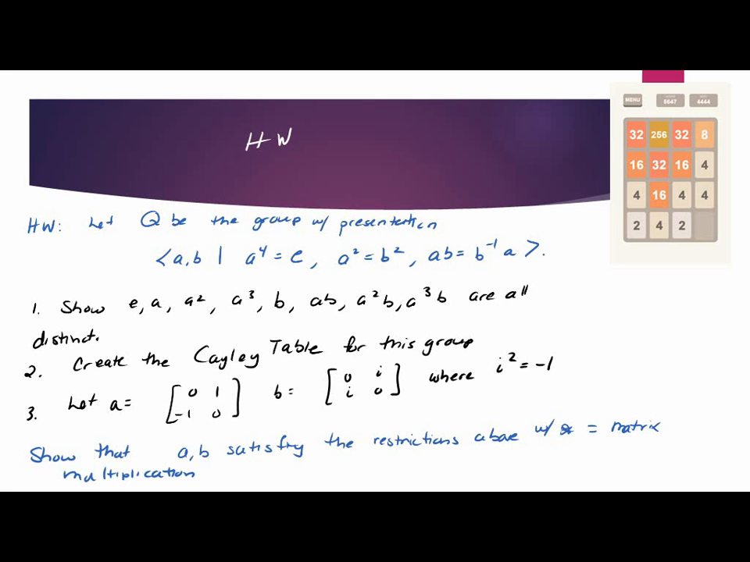But you can also look at this group with a matrix representation. So if you let little a be that matrix over there, and little b be this matrix over here, where I is the complex number I, then you can show that A and B satisfy all these restrictions up here. So indeed, you can discuss the group of quaternions in terms of matrix multiplication, which is always a cool thing, because we know how to multiply matrices, especially 2 by 2 ones. Nice, right?